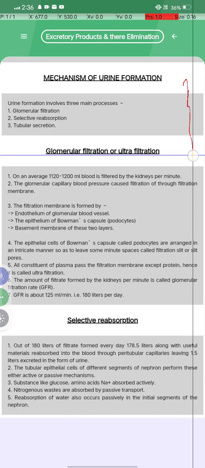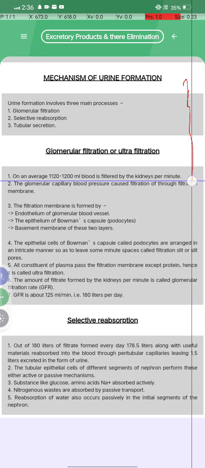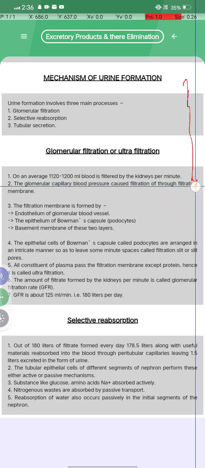ग्लोमेरुलर फिल्ट्रेशन और अल्ट्रा फिल्ट्रेशन क्या होता है जानो? देखो, on average 1100 to 1200 ml of blood is filtered by the kidney per minute.